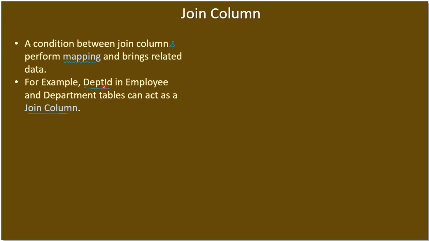So that means the column exists between both the tables. So it's not mandatory that the column name should be the same in both the tables. It can be a different column as well. So by specifying the join column, you can actually perform matching and pick the record from both the tables.